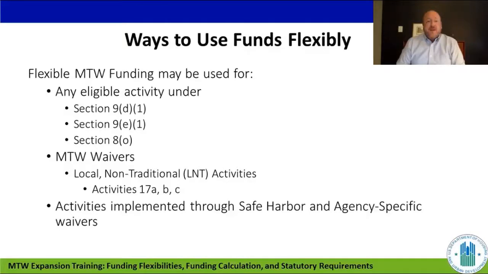17B is around providing supportive services. You have a lot more flexibilities to provide supportive services. We know how important they are for improved outcomes for families. That's 17B. And 17C is around housing development. You have a lot of flexibility to use your MTW funding to develop mixed income properties, LIHTC properties, and so there is ability to do that there.